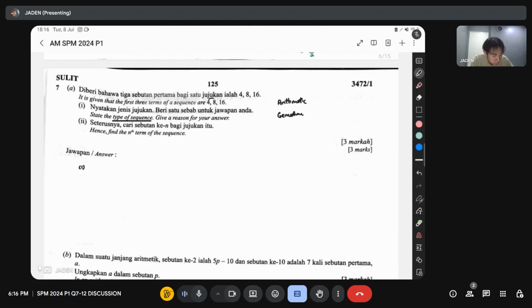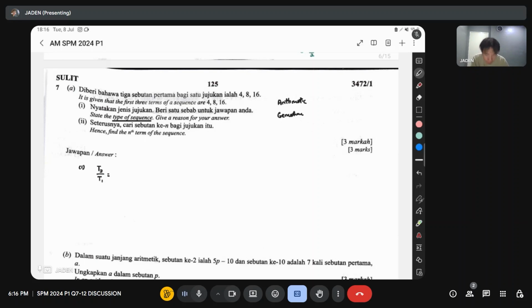So for 7a1, what I would suggest is to try with the common ratio first, because based on your observation, for you to get 4 to 8 and 8 to 16, it is pretty obvious this is multiplied by 2. If you add 4 from 4 to 8, yes, you could add 4, but 8 to 16 is that really add 4? No. So it doesn't make sense if you do addition. So it will be most likely multiplication, which is related to geometric progression. So what we're going to do here is try the common ratio.